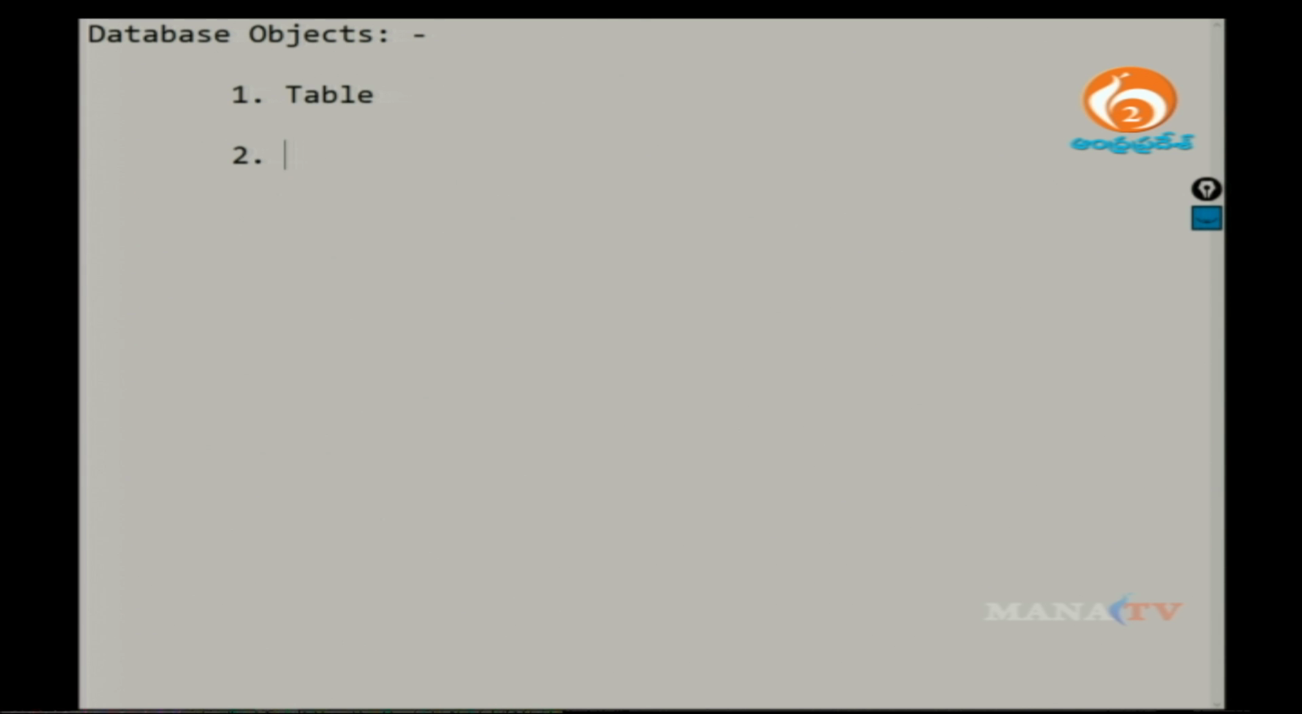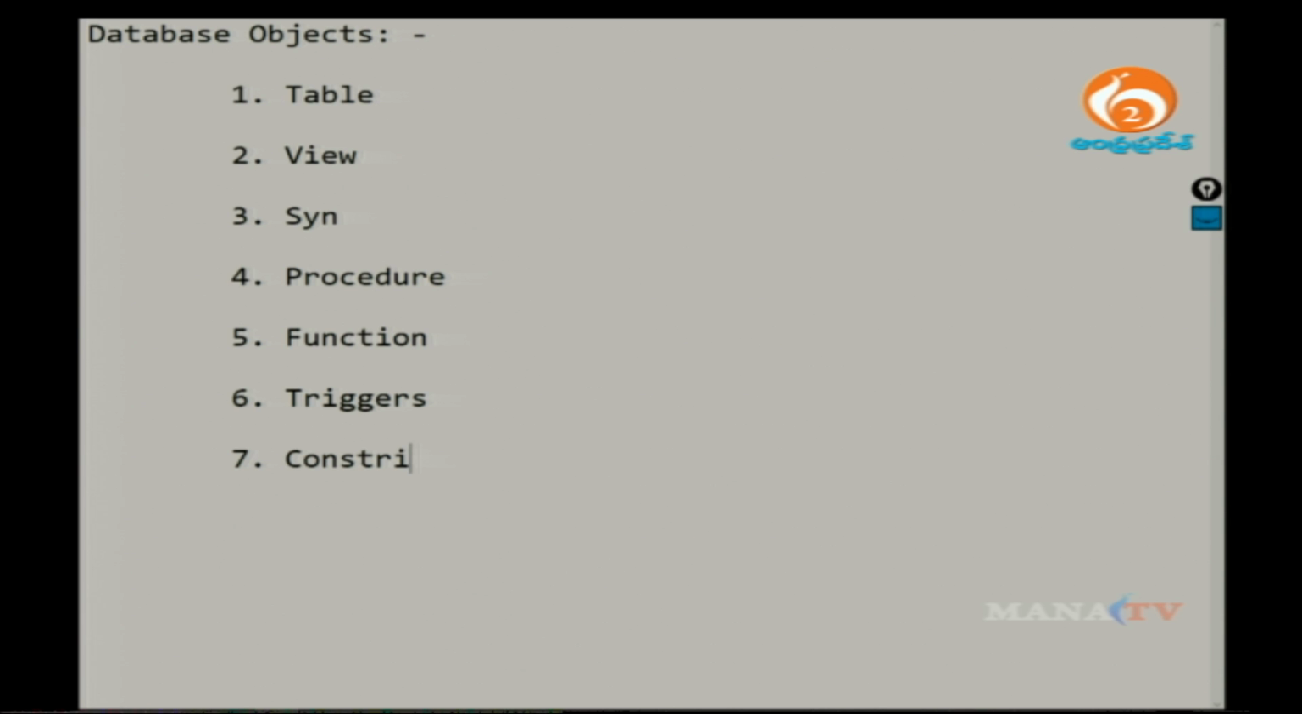Second one is a view. Third one is a synonym. Fourth one is a procedure. Fifth one is a function. Sixth one is triggers. Seventh one is constraints. Next one is relations, the relationships among the different objects.